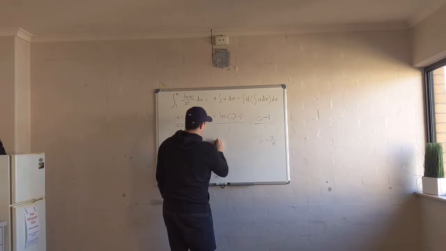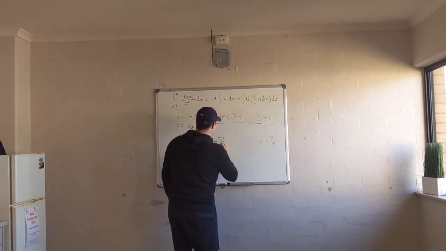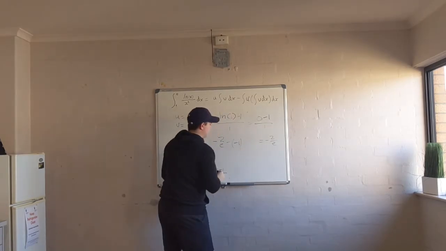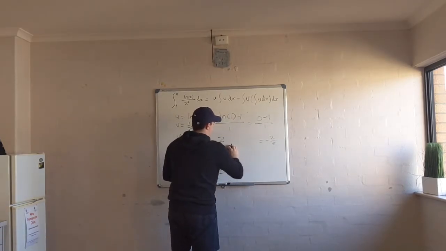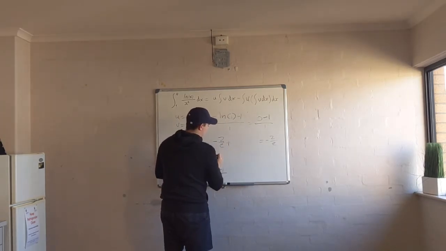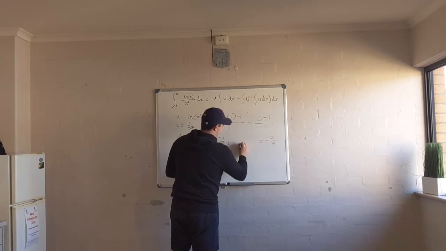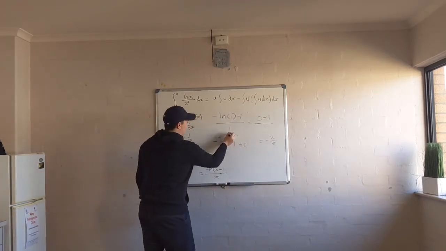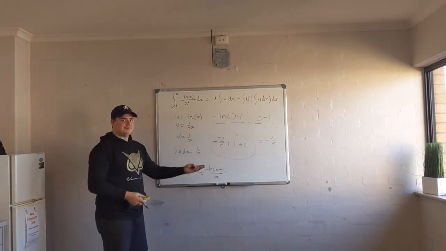So we should get negative 2 over e minus negative 1. Once we do that, we get negative 2 over e plus 1, and then we can check and see if we're integrating. There's the answer.